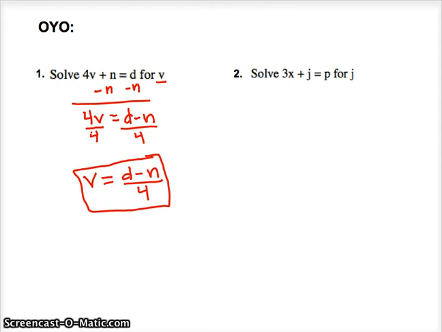All right, last question. We are solving for j. All right, we don't have to make it any more complicated than it is. I've got this 3x on the same side as j, so I need to move the 3x to the other side. It's a positive 3x, so I will do the opposite and subtract 3x from both sides. So j equals p minus 3x. I'm all finished.